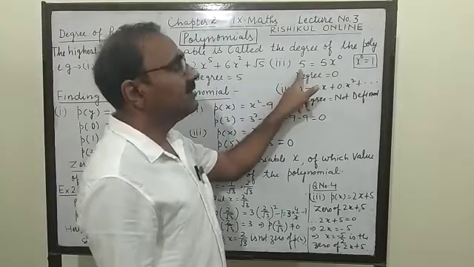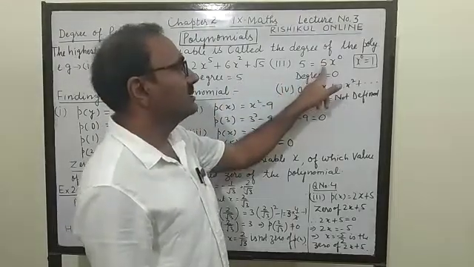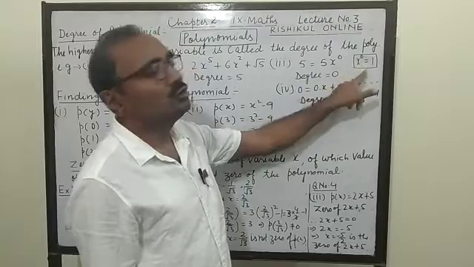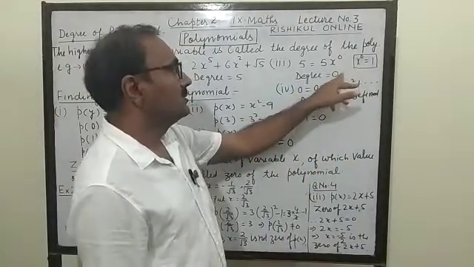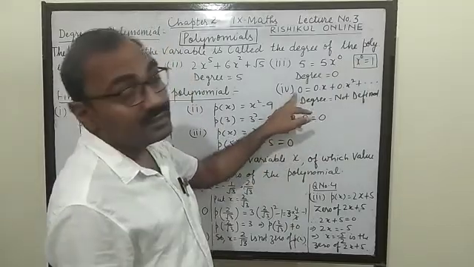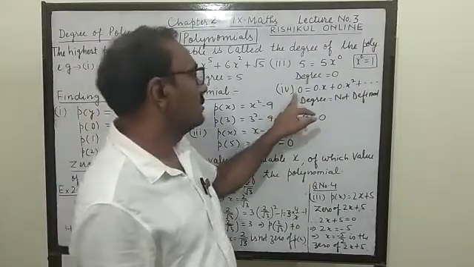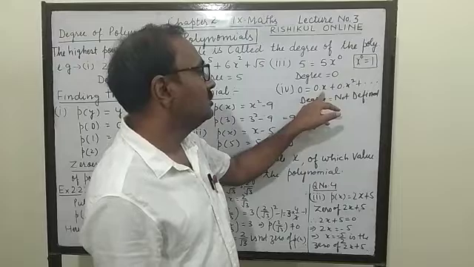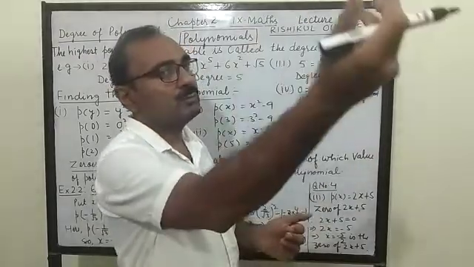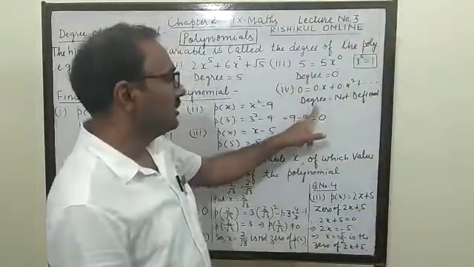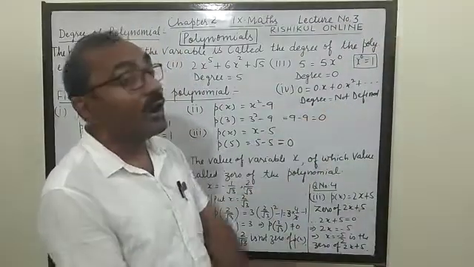Here, the constant 5 you can write like this: 5 into x to the power 0, because you know very well x to the power 0 equals 1, so the degree is equal to 0. And then what is the degree of 0? This 0 you can write like this: 0x plus 0x square plus 0x cube plus 0x to the power 4, and so on. So the degree of 0 is not defined.